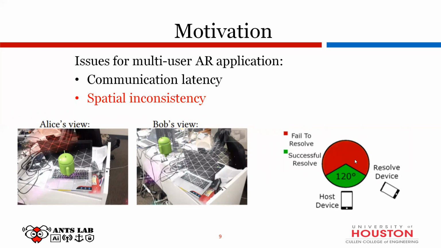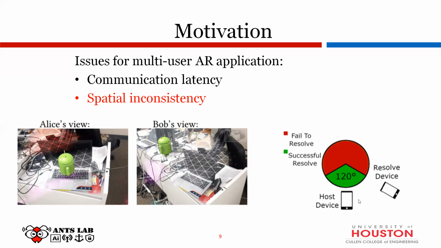Another discovery is that if the angle between the host and the resolver is more than 60 degrees, sometimes the object will fail to show. For example, if they are more than 60 degrees apart, when the host puts an object, the resolver might not even get the virtual object. So this is the spatial inconsistency issue.